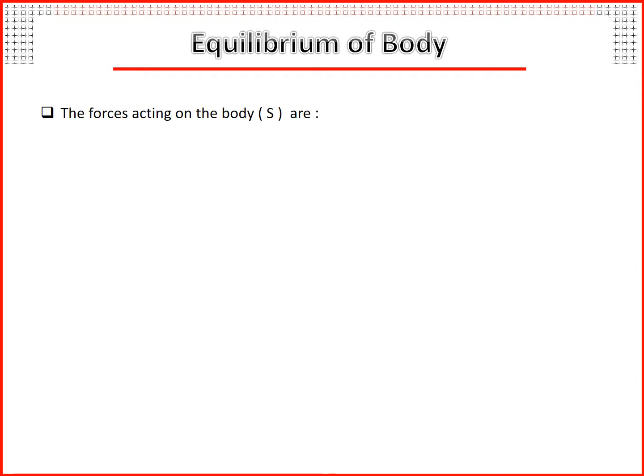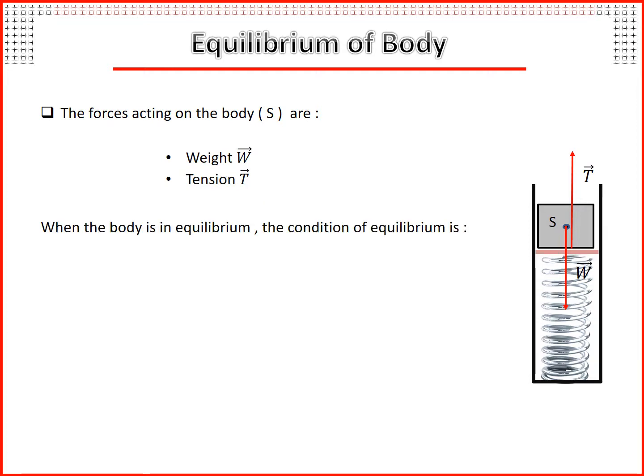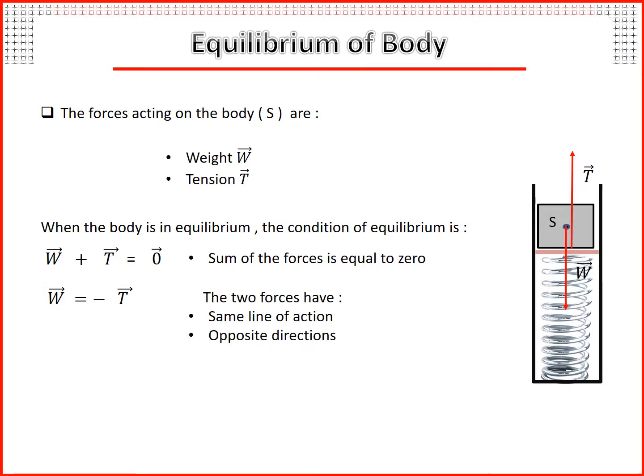Equilibrium of a body. The two forces acting on the body S are weight and tension. When the body is in equilibrium, the condition of equilibrium is W vector plus T vector is equal to 0 vector. The sum of the forces is equal to 0. W vector equal minus T vector. The forces have the same line of action and opposite directions. W equal T. The two forces have the same magnitude.